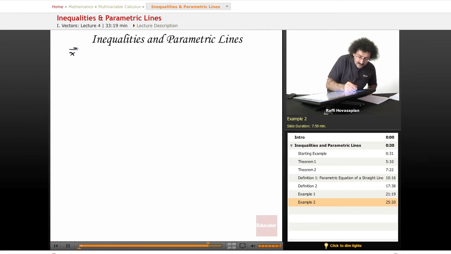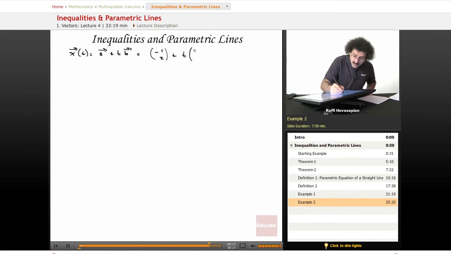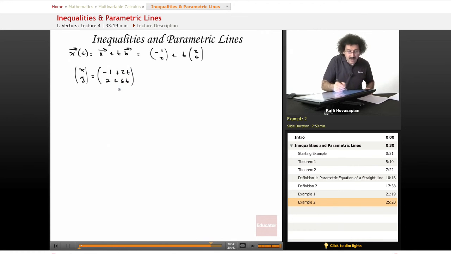So we have x of t is equal to a plus t times b, which is going to equal a, which is -1, 2, plus t times 2 and 6. So let me write this in component form. The vector x is just a vector, so it is some point x y, which is equal to -1 plus 2t, 2 plus 6t. There you go. So now I have the component version of this.